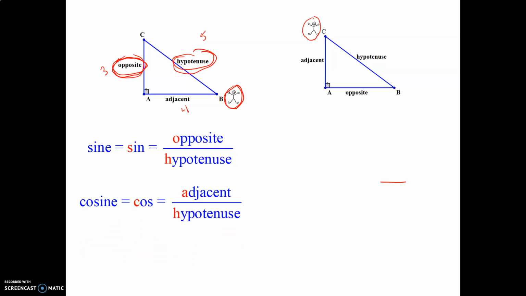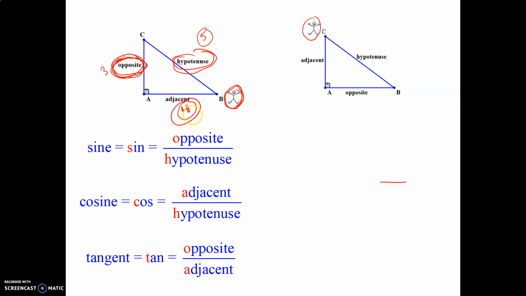Cosine is abbreviated COS, but we never call it cos, we call it cosine. It is the adjacent side over the hypotenuse. So if I were here, the adjacent side to me is 4, and the hypotenuse would be the 5. So the cosine of angle B would be 4 over 5. The tangent is abbreviated TAN. It's the opposite over the adjacent. So the opposite side over the adjacent side, the tangent of angle B would be 3 over 4.